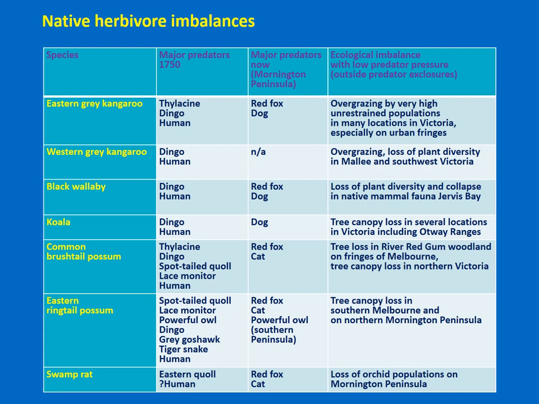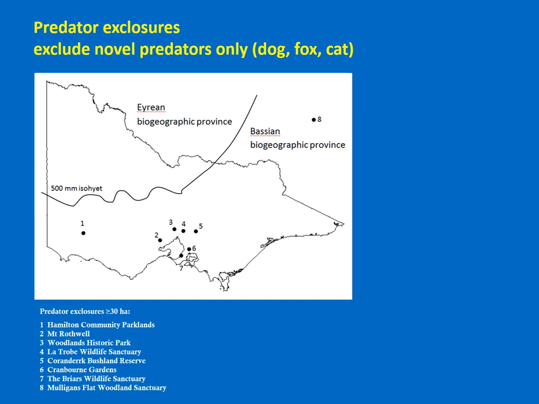The predator exclosures of the region are quite interesting, in that they inform us about the trophic ecology, because we find consistent and very strong effects of predator exclusion within these exclosures. It's consistent and predictable, as we'll see shortly. There are 8 of them in the region. Hamilton Community Gardens is an exception to the others in that they have controlled herbivores from the outset, because they learned from Woodlands Historic Park, actually. And that is a well-managed exclosure to this day.